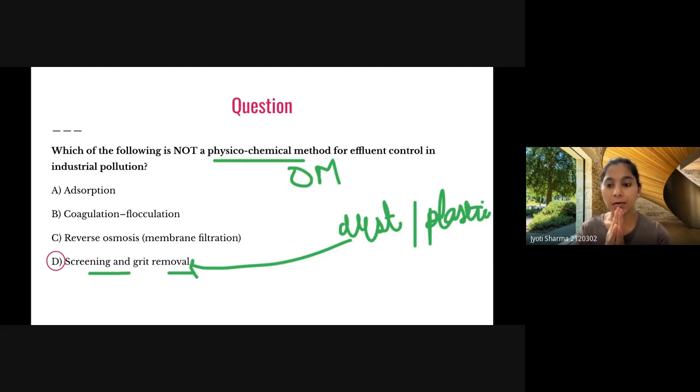And under this physiochemical method, adsorption is the right one. Coagulation, flocculation, the right one. Reverse osmosis is also part of the physiochemical method. But grit and screening method is no doubt a physical method, but it is not to remove the organic matter. So that's how D will be the right answer here.